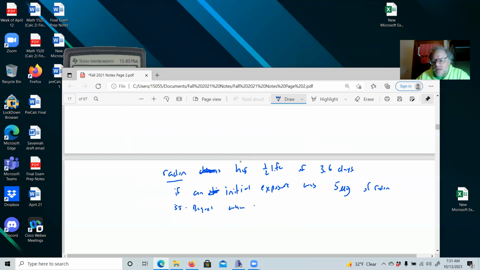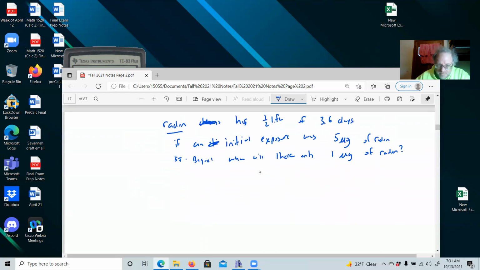When will there only be 1 microgram of radon? So again, what's our model?